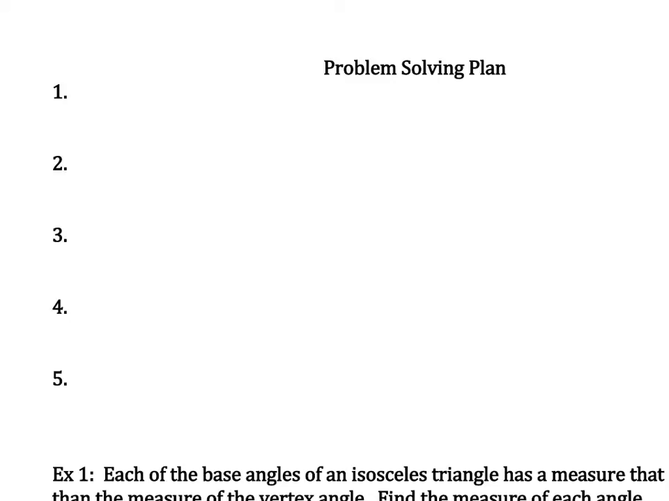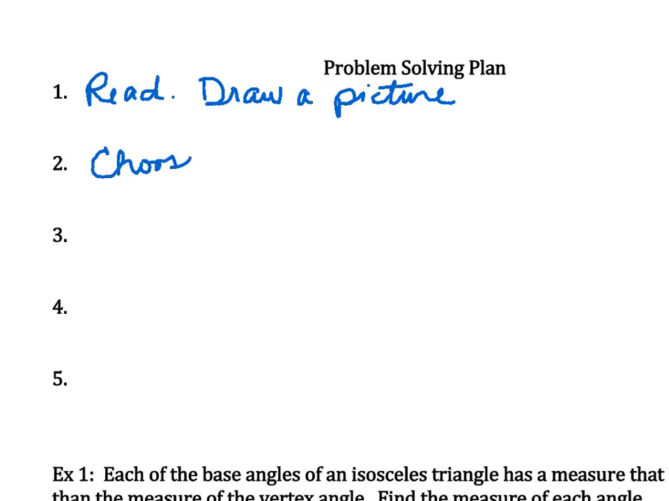There are 5 steps to solving word problems. The first step is to read the problem. And if it describes a picture, draw a picture. Second, you're going to choose a variable. And this is for a single variable problem solving.